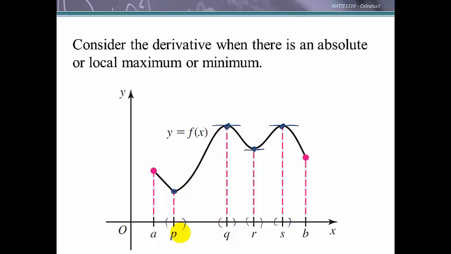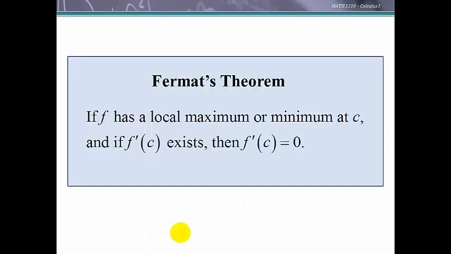So we saw that the derivative was 0 or the derivative didn't exist for these places that had maxes and mins. We're going to look at Fermat's theorem, which says if f has a local maximum or minimum at c and if the derivative exists, then the derivative is 0. There's a proof of Fermat's theorem following this video, and please watch that.